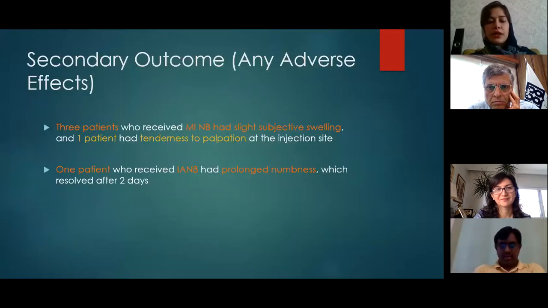Secondary outcome showed that 3 patients who received mental incisive nerve block had a slight subjective swelling, and 1 patient had tenderness to palpation. In the inferior alveolar nerve block group, only 1 patient had prolonged numbness.